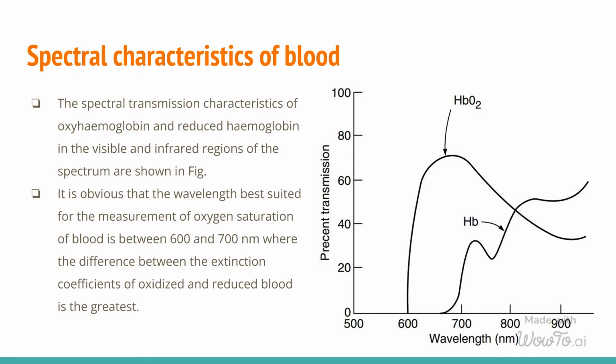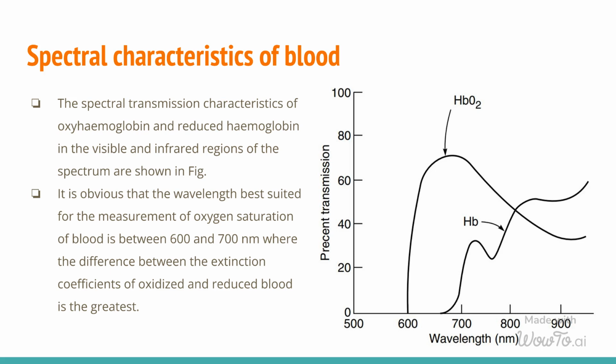The spectral characteristics of blood refer to the unique way in which blood interacts with light across different wavelengths. Blood has distinct absorption and scattering properties that can be measured using spectroscopy techniques. The absorption spectrum of blood is influenced by the presence of various chromophores, such as hemoglobin, which absorb light differently depending on their oxygenation state.